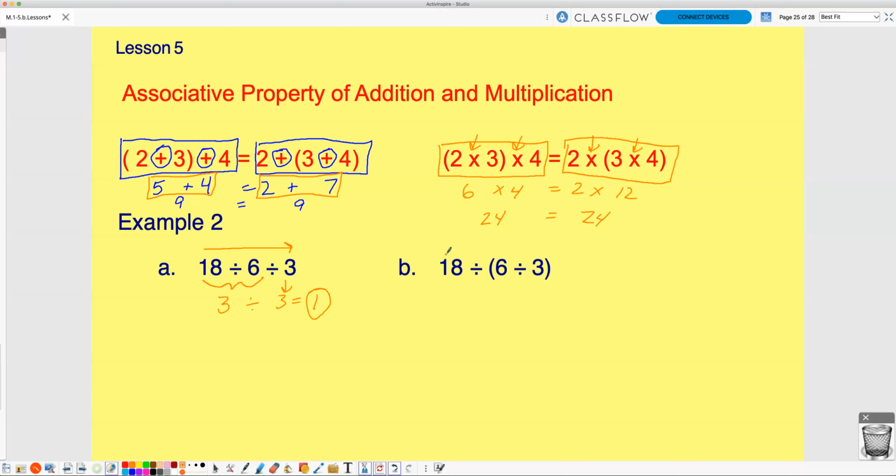On this one, I have to work from left to right again. However, I first need to take care of parentheses. So 6 divided by 3 is 2. Once I have that done, then I can move on to 18 divided by 2, which in this case equals 9. So you can see it's different because of these parentheses in this case.